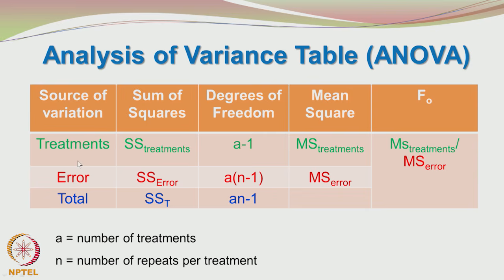So it can be treatments, and then it can be the error. As I said earlier, variability from treatments and the variability from error. And this column contains the sum of squares of treatments, and this is the sum of squares of error. I am not getting into all the details. So the variability due to treatments is represented in terms of the sum of squares of the treatments.